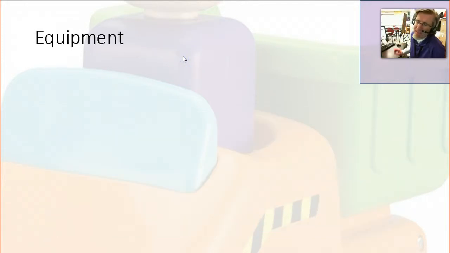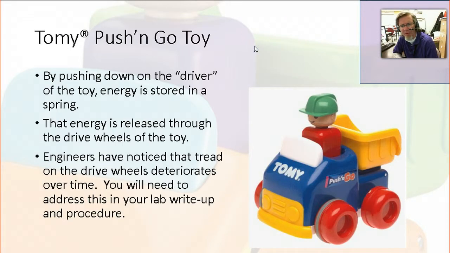All right, science practices. Now on to equipment. What are we going to use for this lab? And how do we suggest you capture that data? All right, the Tomy Push'n Go Toy looks just like this. There are some other ones that look a little like this, slightly different, but still comparable.